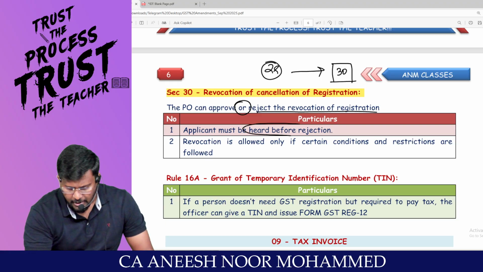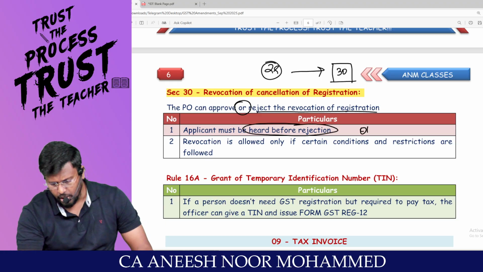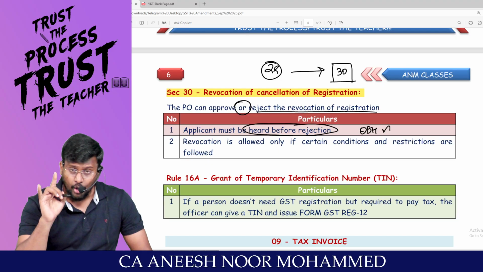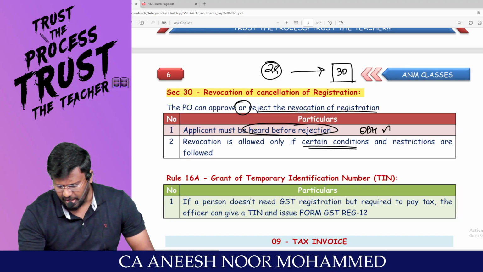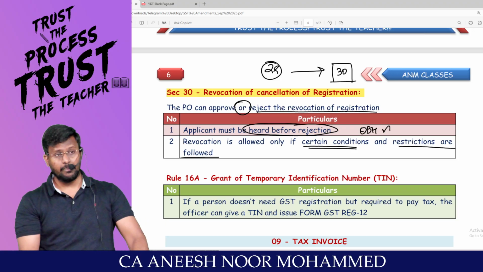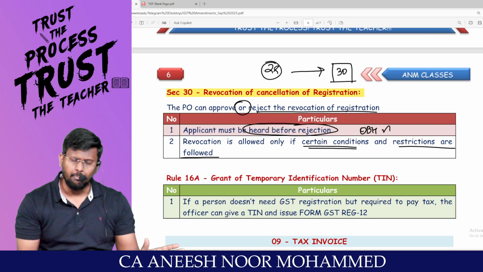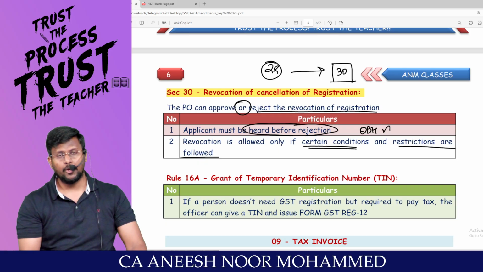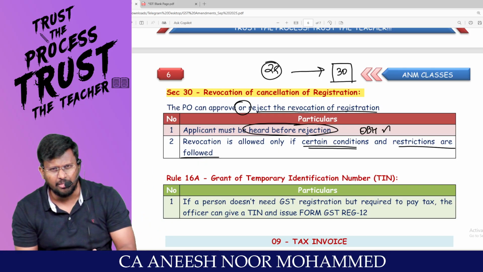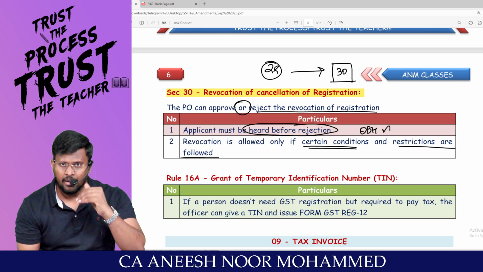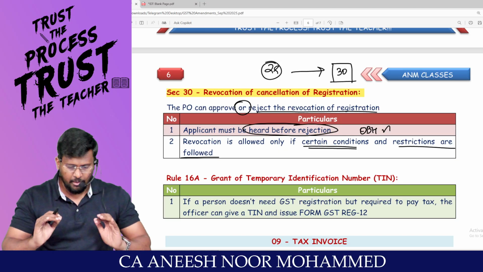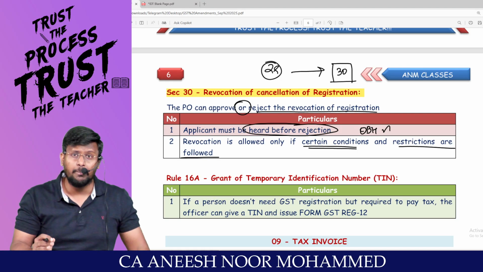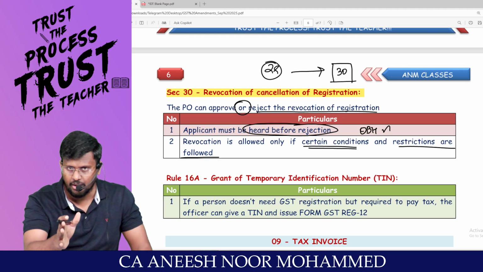But the applicant must be heard before rejection. That means an opportunity of being heard should be provided. Even this point was there before also. And revocation is allowed only if certain conditions and restrictions are followed. That means after revocation, the proper officer can say that you are not supposed to do intrastate supply, or you are not supposed to do export for the next 1 month. Then only your registration will be valid. What is the condition? They have not mentioned. But they are saying that in future, even revocation of cancellation may be with a condition or restriction.